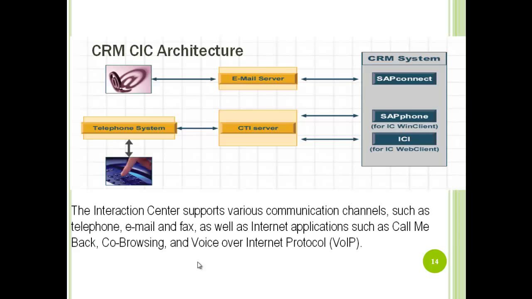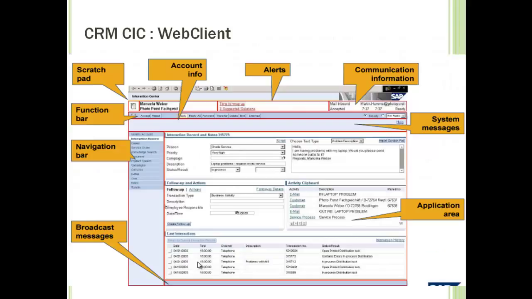Now let's have a look into the CRM Customer Interaction Center architecture. We have the SAP system, which is getting connected to the telephony system and the email server. The telephony system is getting connected via the CTI server, and the email server is connected. The interaction center supports various communication channels such as telephone, email, and fax, as well as internet applications such as Call Me Back, co-browsing, and voice over internet protocol.